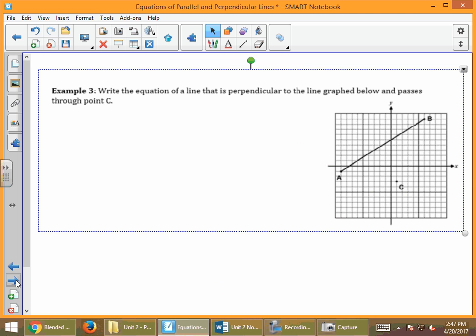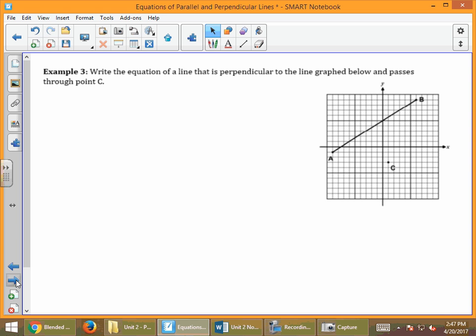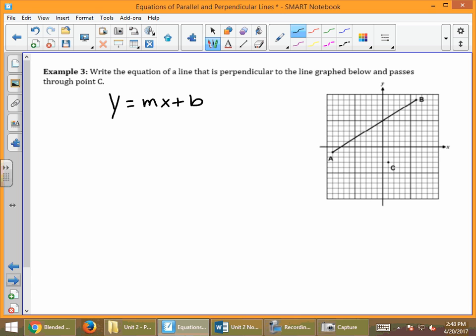Well, if we take a look at example 3, it's saying write the equation of a line that is perpendicular to the line graphed below and passes through point C. Okay. Well, instead of giving an equation, we're just given a graph. So we're still writing our line in the form y equals mx plus b. And again, we still need our two things. We still need our m, and we still need our b. Your first step, you always need to figure out what your m is using your given line or your given equation.